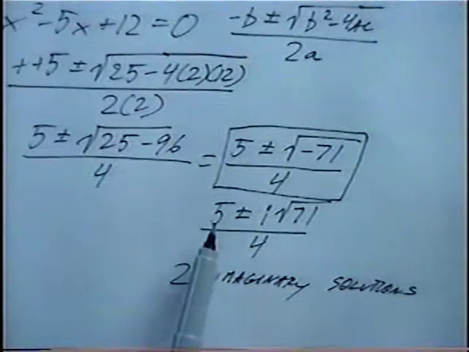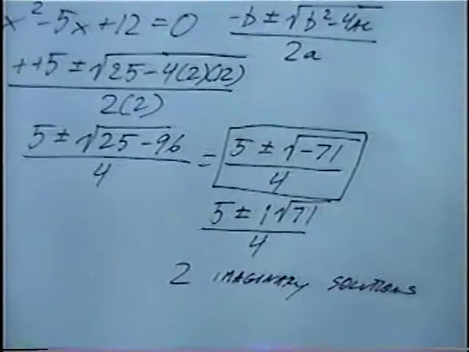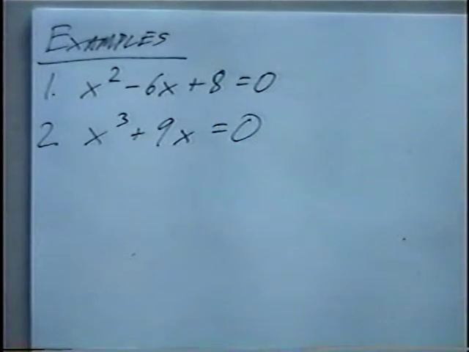So again, the answer to the question is 5 plus or minus i square root 71 over 4, and the number and type of roots is two imaginary solutions. Solve and state the number and type of roots.